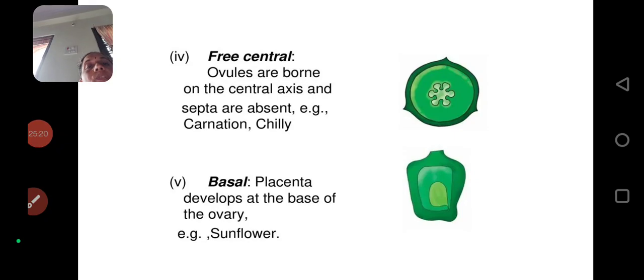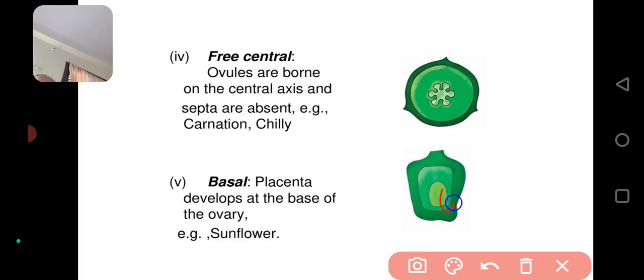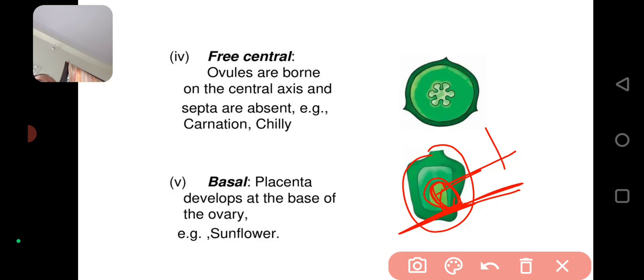The next one is basal placentation. When the placenta develops at the base of the ovary, it is called basal placentation. This is the base part of the ovary, and this is the ovule. On the base part of the ovary, the ovule is attached. This type of placentation is called basal placentation. An example is sunflower.